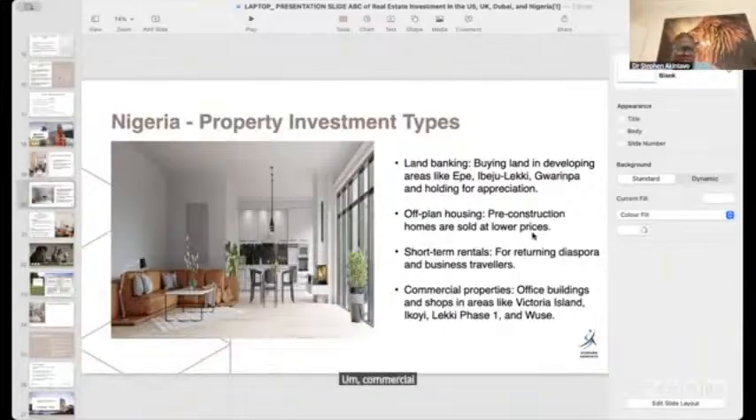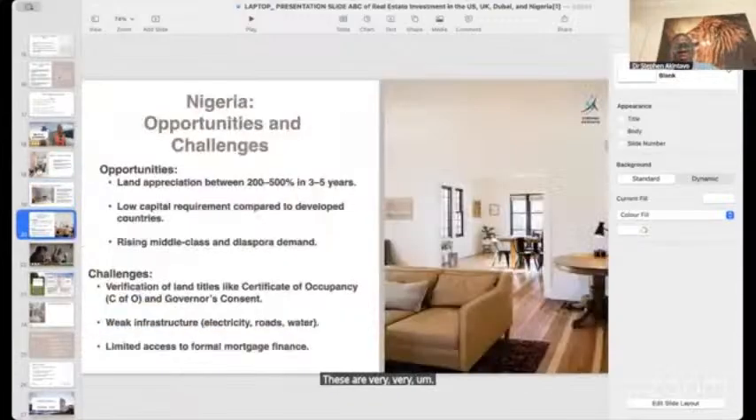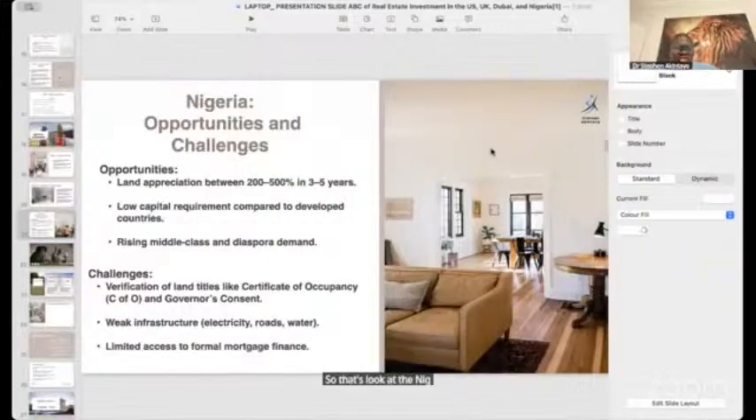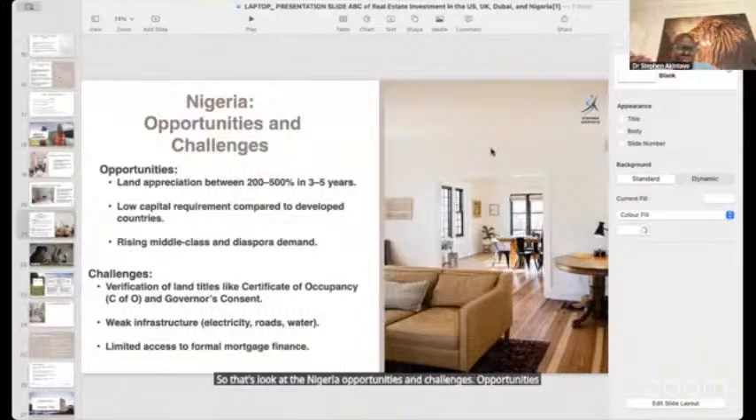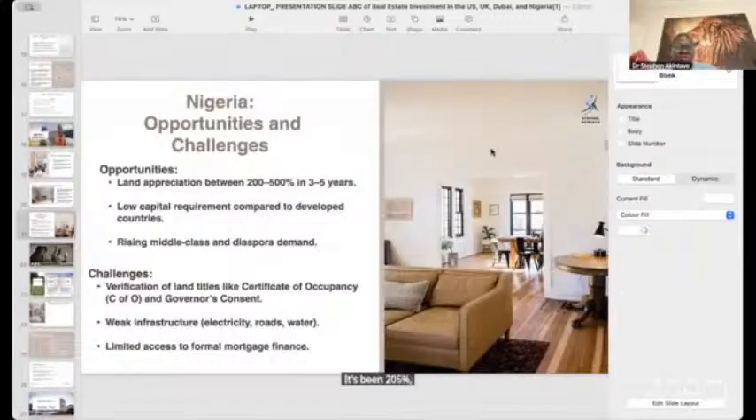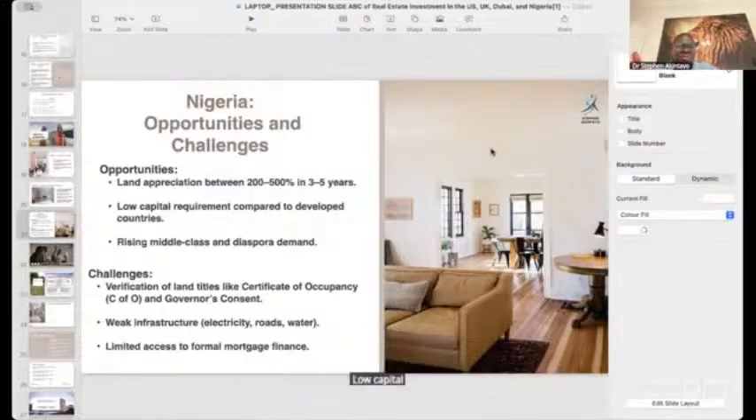Commercial properties like offices and shopping, in areas like VI, Ikoyi, Lekki Phase 1, Wuse in Abuja. These are very great types of real estate opportunities you want to look at. So let's look at the Nigerian opportunities and challenges. Opportunities: land appreciates 200 to 500% in 2 to 3 years. You will never find such anywhere else in the world. Low capital requirement compared to developed countries.